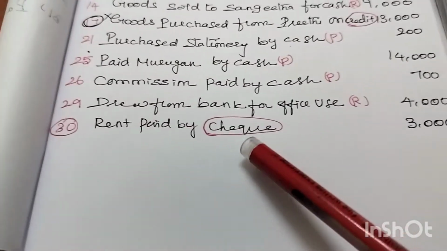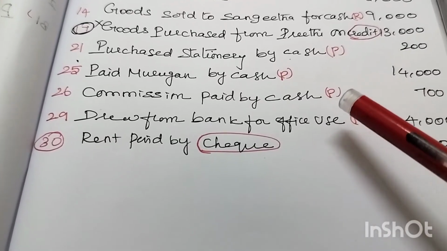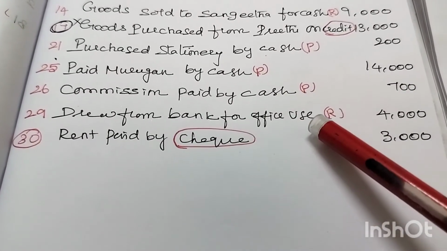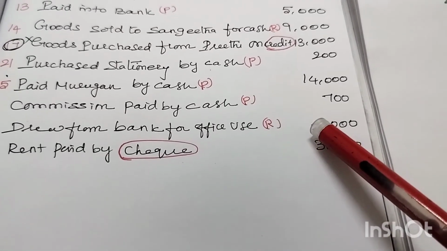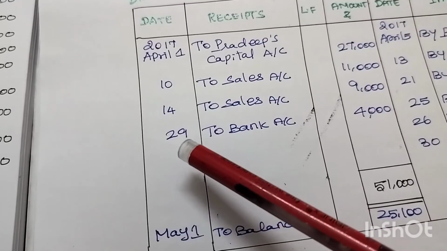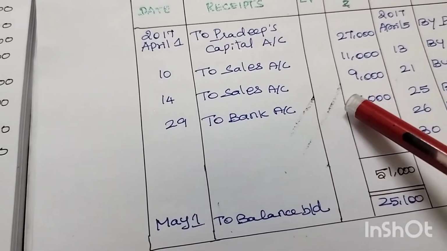In other way, drew from bank for office use means received. You received the cash. You withdraw the cash means you received the cash 4,000 rupees. So you go to receipt side, debit side, and enter April 29 to bank account 4,000 rupees.